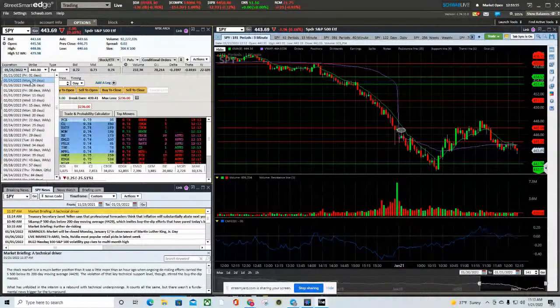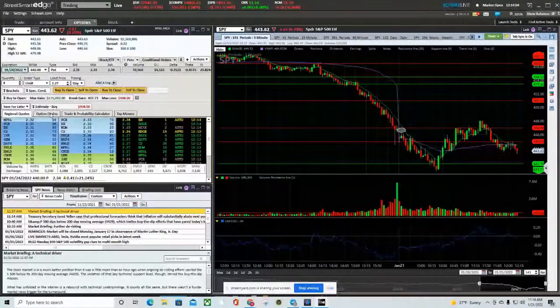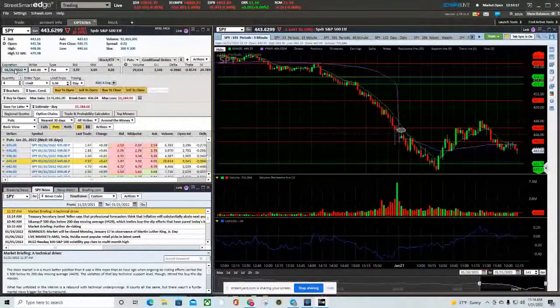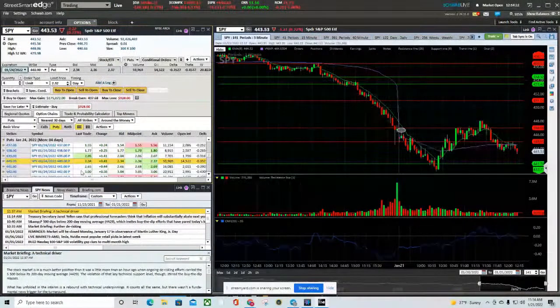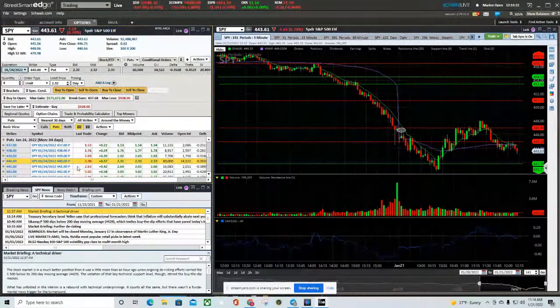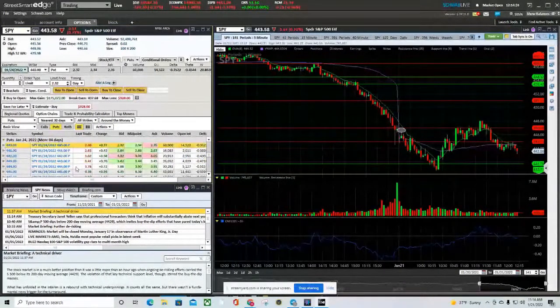Now, let's look at the options chain. That's the first thing you've got to do, look at the options chain, so that you can select an options contract. For some reason, Schwab has been acting up lately on my options chain. I had to do it a couple of times to get to where I wanted to be. But anyway, here we are, January 24th expiration. Now, 444 is where we're trading, basically. So let's start there, 444 puts.